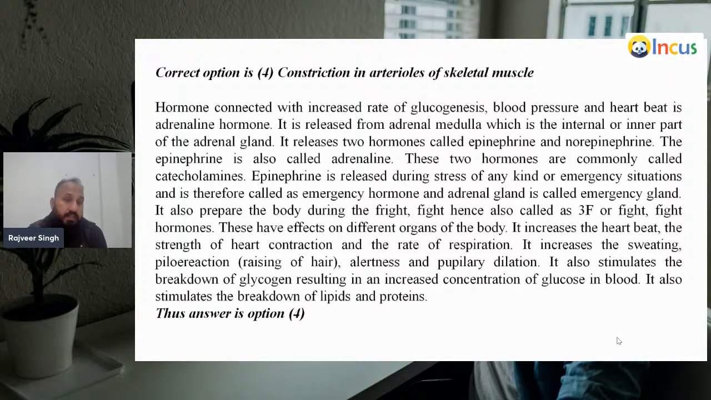it has effects on different organs of the body. It increases the heartbeat, the strength of heart contraction, and the rate of respiration. It increases sweating, piloerection, raising of hair, and pupillary dilation. It also stimulates the breakdown of glycogen, resulting in an increased concentration of glucose in blood, and it also stimulates the breakdown of lipids and proteins. So our answer will be fourth.